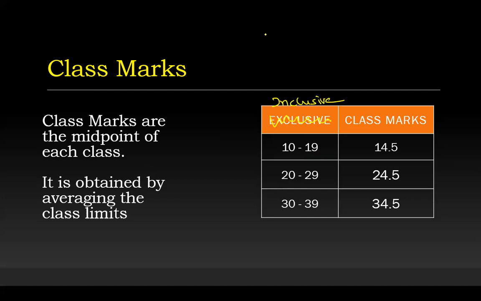I will call this a midpoint. 10, 19, what is in the middle? This middle value is called the class mark. Class marks only come for the inclusive class intervals. You have to remember. So now 10 plus 19, I'm going to add it, so it is 29. 29 divided by 2, I'll get 14.5. Similarly, 20 plus 29 divided by 2 will give you 24.5. Similarly, 30 plus 39 divided by 2 will give you 34.5. So class marks are the midpoint of each class. It is obtained by averaging the class limits. That's why I'm going to divide it by 2. This is how you have to remember.